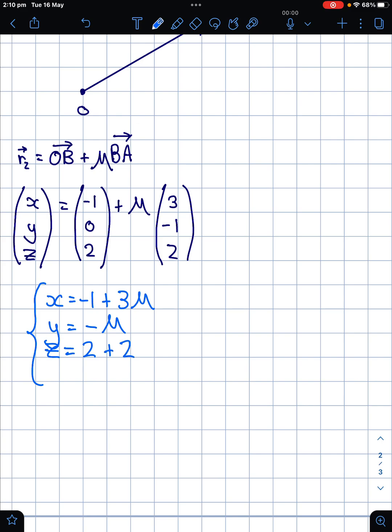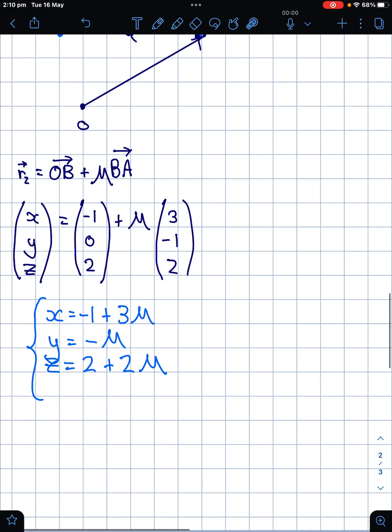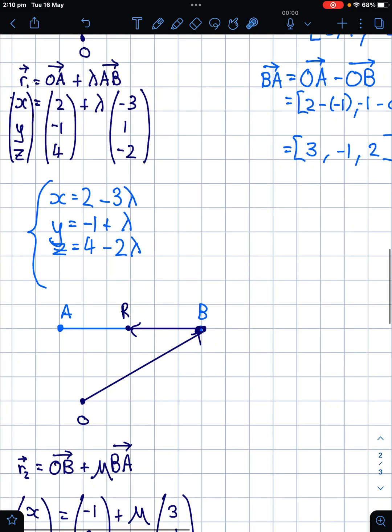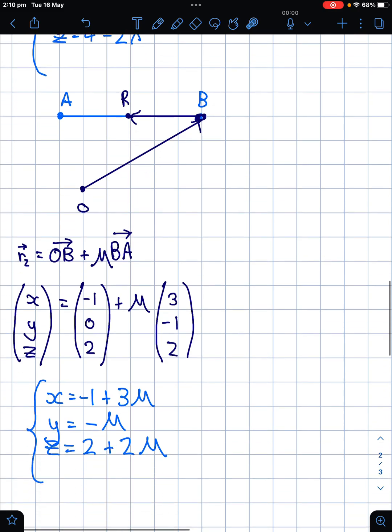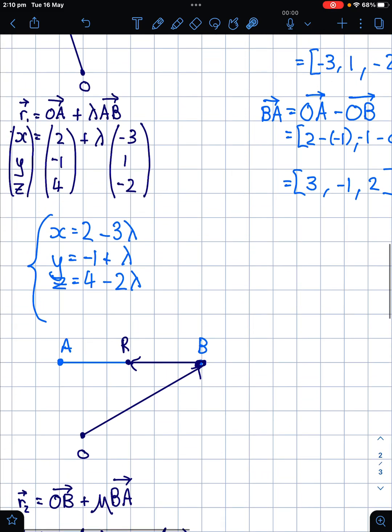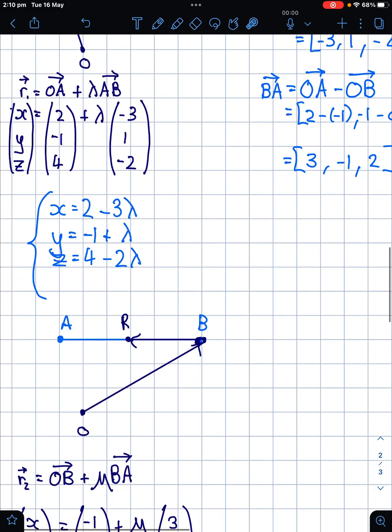So these parameters are different, and you can't use the same parameter. You've got to be careful if you're doing the same line, because those parameters aren't the same thing. We can get to the same point. We could actually make these equal, but we've just got to make sure we have those different lines.